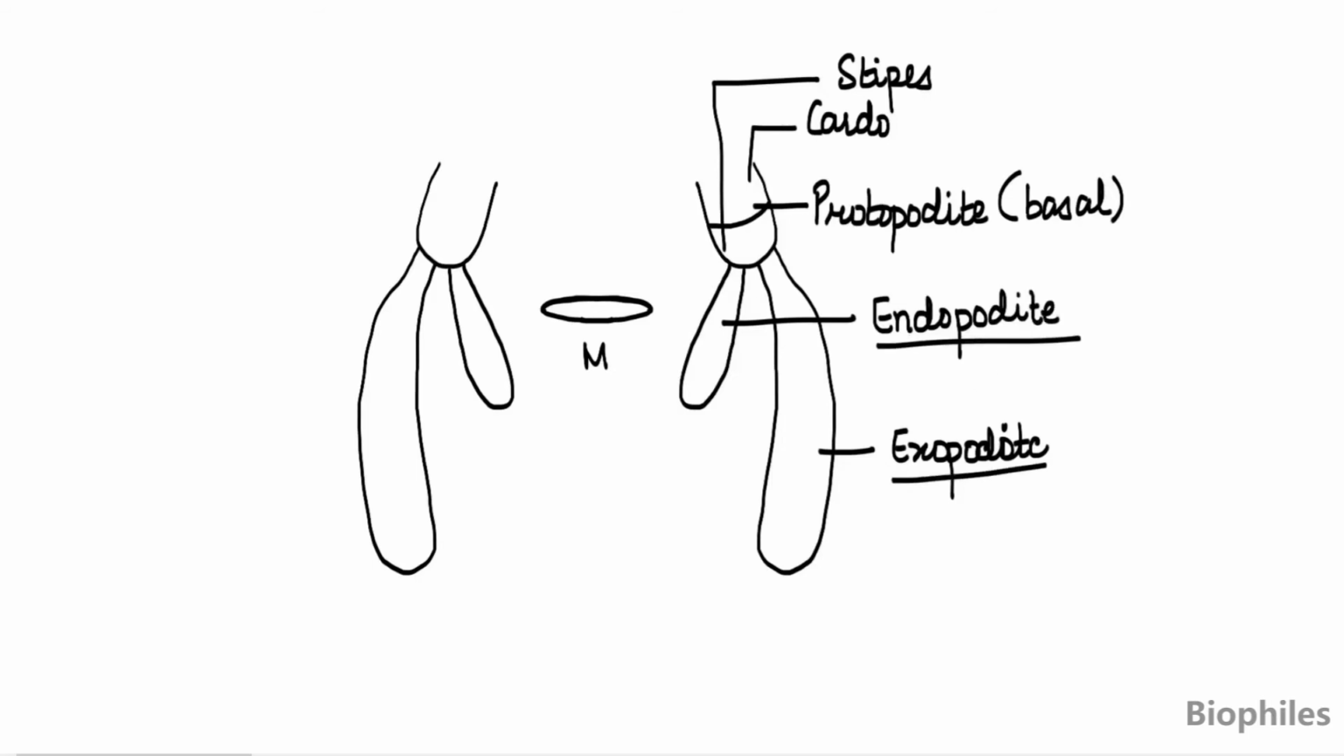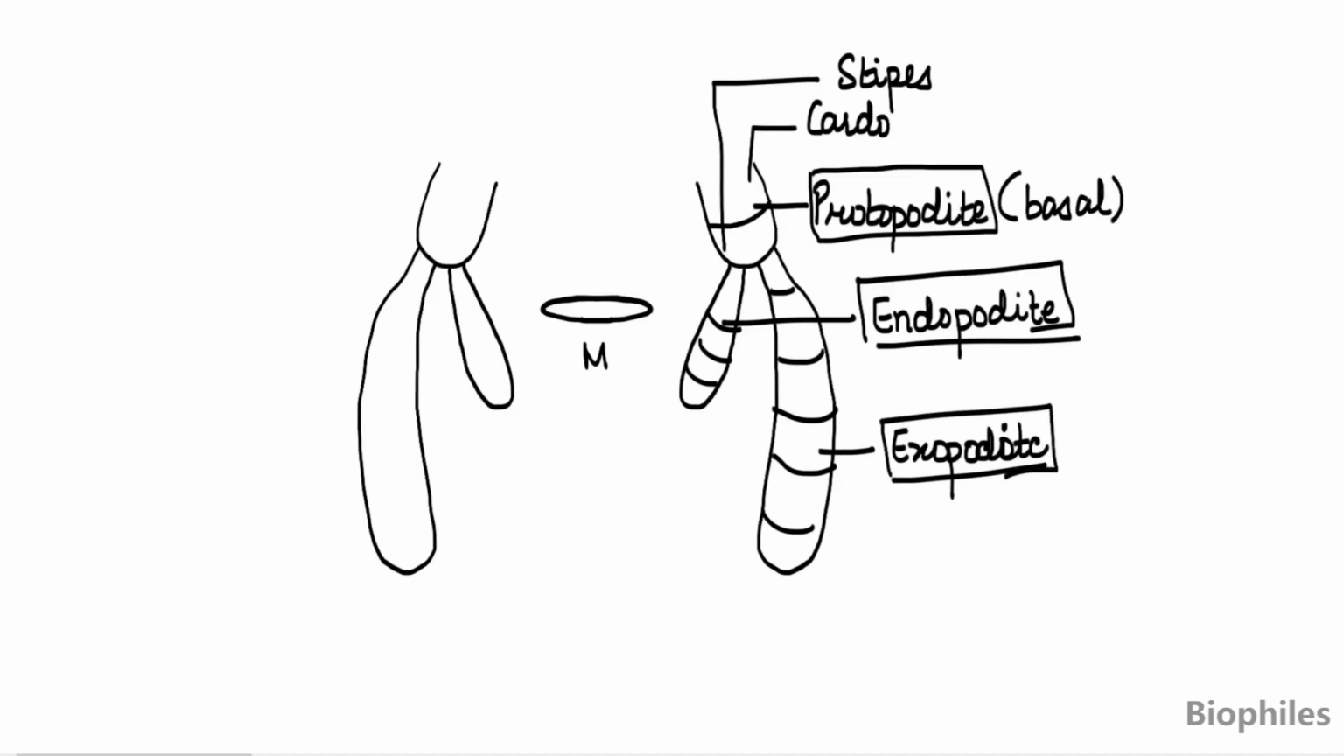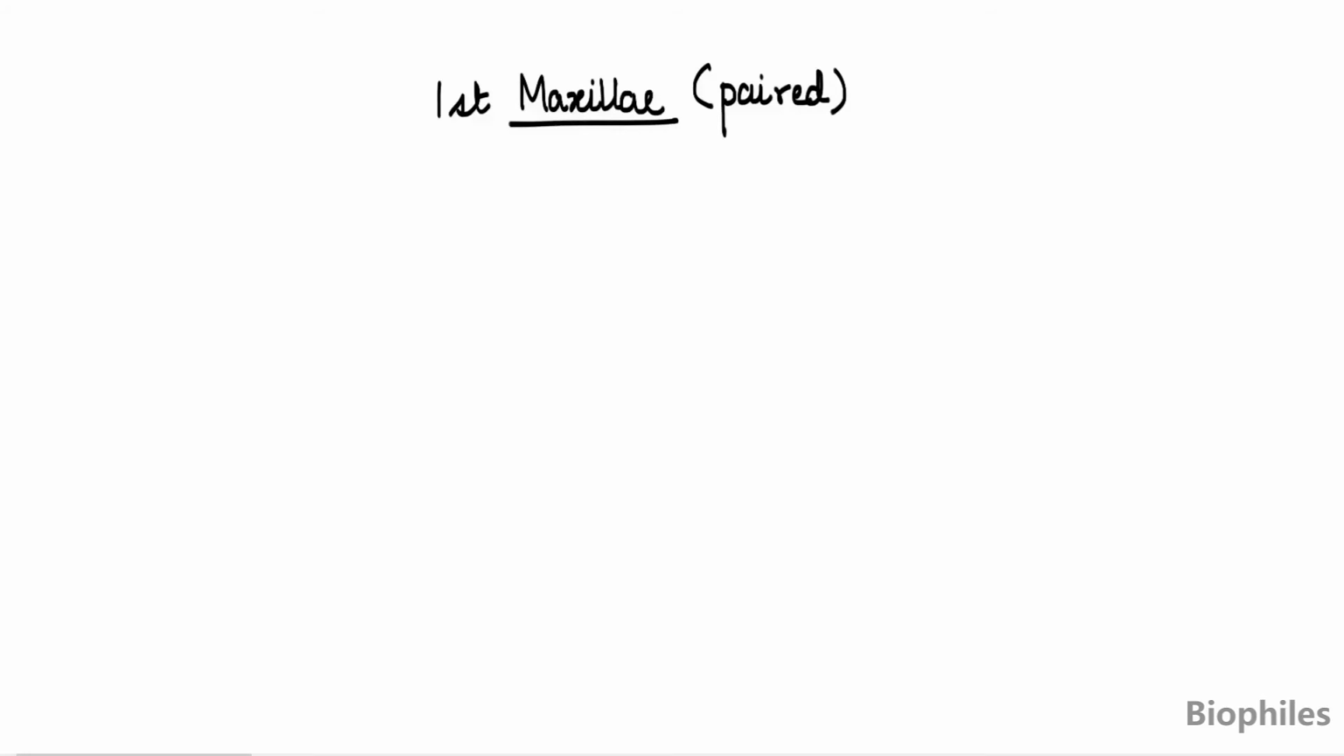And endopodite as well as the exopodite, they further have different segments present. Okay, so the maxillae and the labium, they are divided into different segments, and these segments are named according to their positions relative to the mouth. The protopodite will be the basal part. From the protopodite, endopodite will arise, which will be present towards the inner side of the mouth, and an exopodite will arise, which will be present towards the outer side of the mouth. So if now this is clear, let us continue with the structure of maxillae.